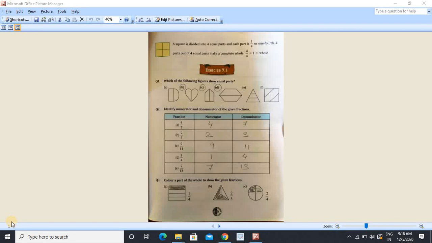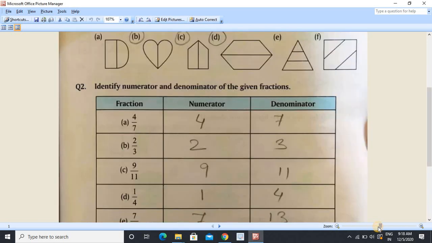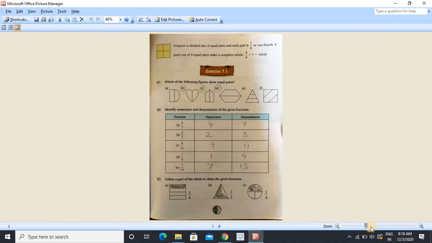Good morning, students. Yesterday I explained chapter 7, fractions, and today we will solve exercise 7.1. Let us start with the first question: which of the following figures show equal parts?